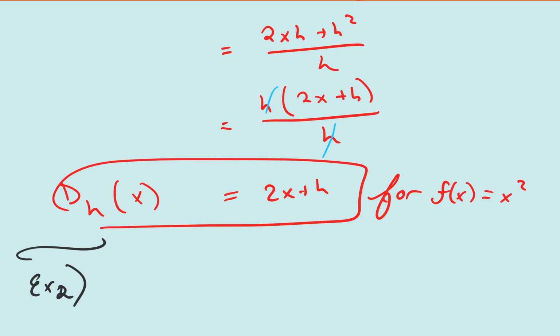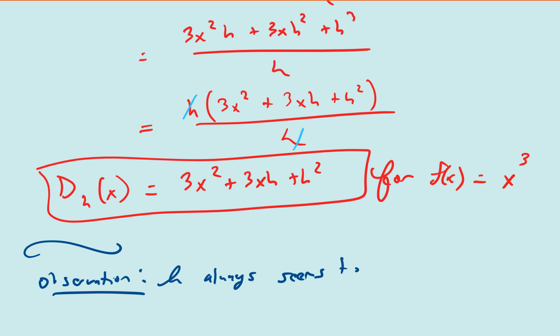So the first observation is this. At least for these two examples, h always seems to cancel, or I'm going to say, be removed from the bottom. Also, in particular to these functions, there's another observation that we're going to take advantage of.